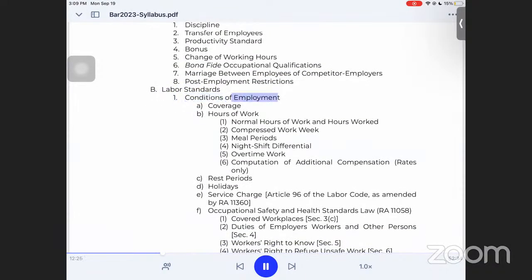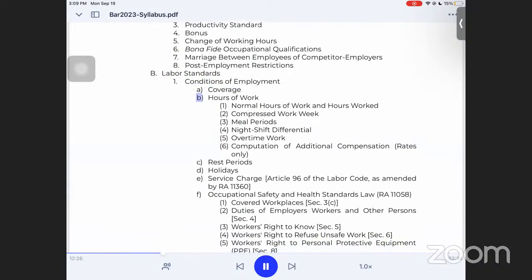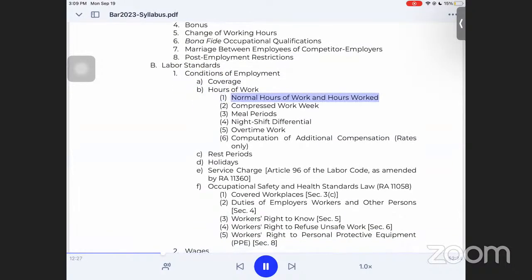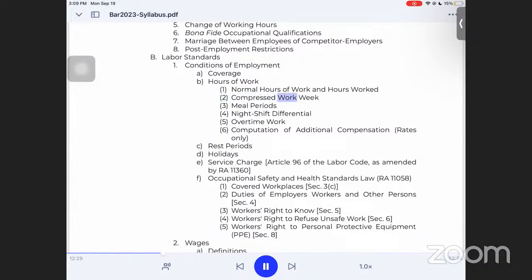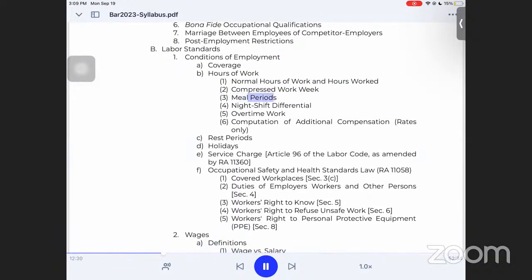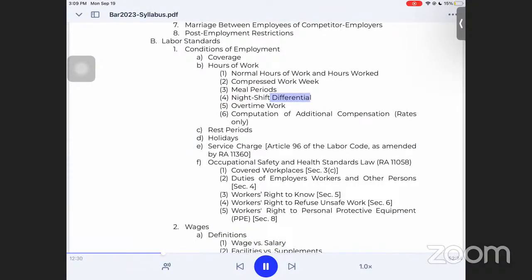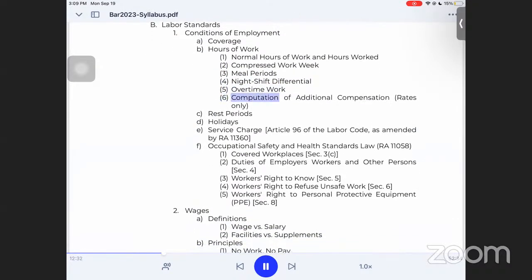1. Conditions of employment. A. Coverage. B. Hours of work. 1. Normal hours of work and hours worked. 2. Compressed work week. 3. Meal periods. 4. Night shift differential. 5. Overtime work. 6. Computation of additional compensation rates.